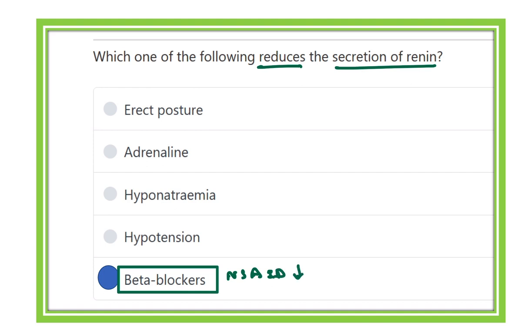But erect posture increases renin. Adrenaline, which is sympathetic nervous system stimulation, also increases secretion of renin. Hyponatremia, that means decreased sodium and decreased blood pressure. So when there is reduction of blood pressure, it also increases secretion of renin. And hypotension also causes secretion of renin.